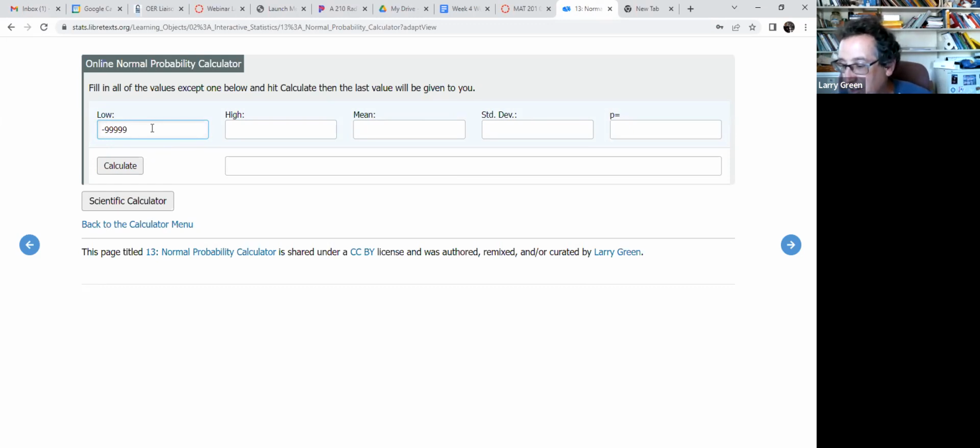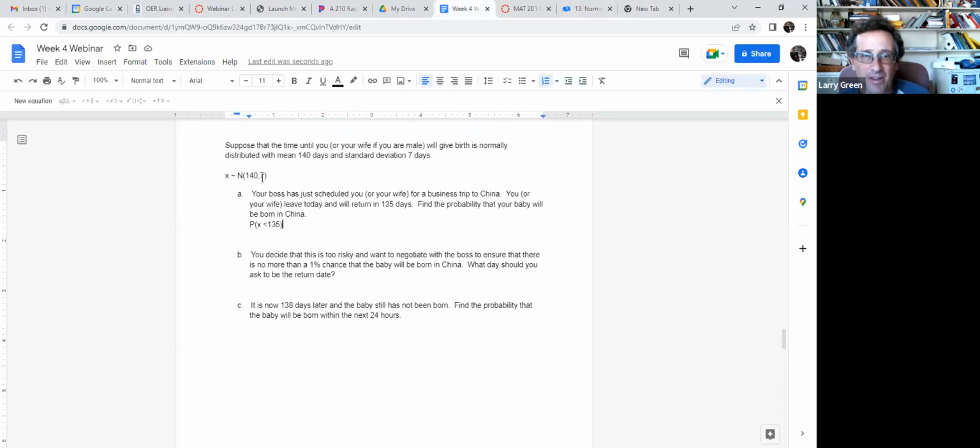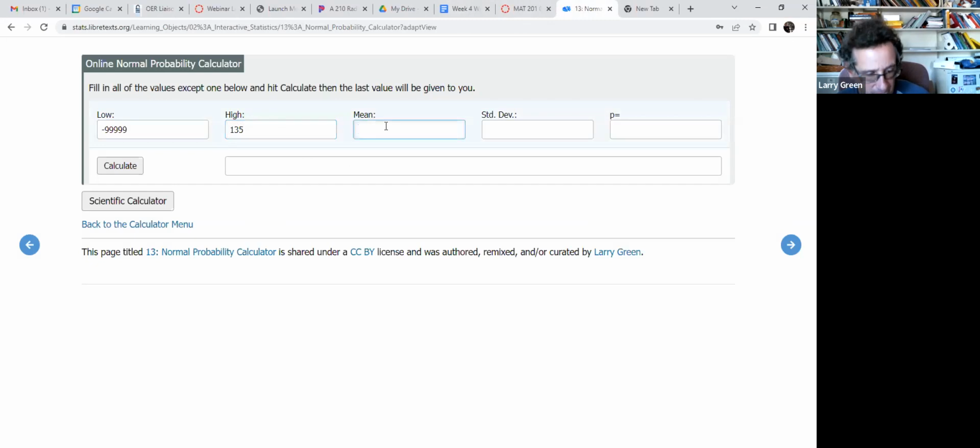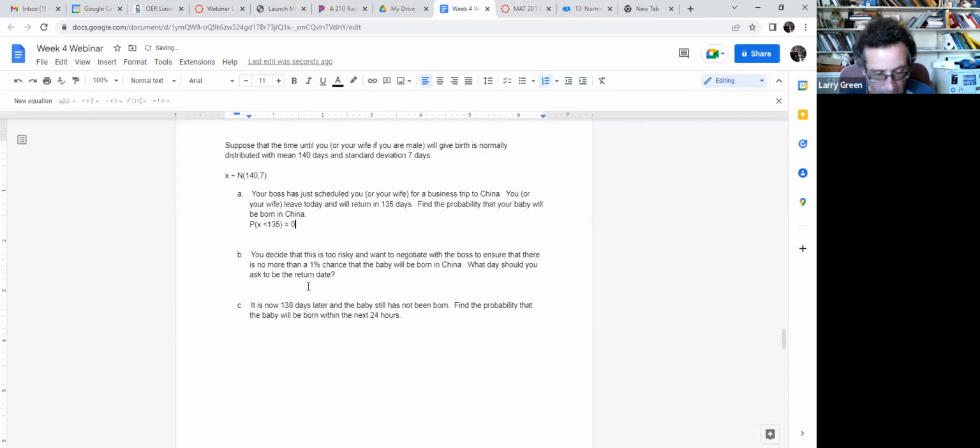When you have a standard deviation of 7 days, that's way too many standard deviations to be having a chance. And what's the high? 135. And then let's go back. The mean was 140, the standard deviation is 7, and I just hit calculate. Let's go 2 decimals, 0.24. Okay, 24% chance of it being born in China.